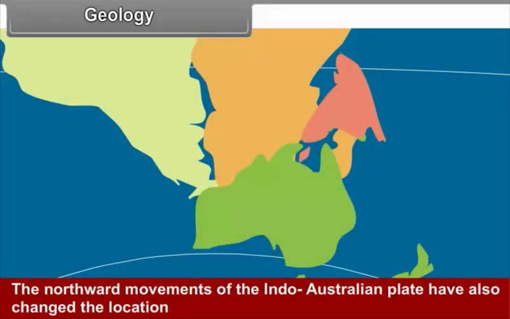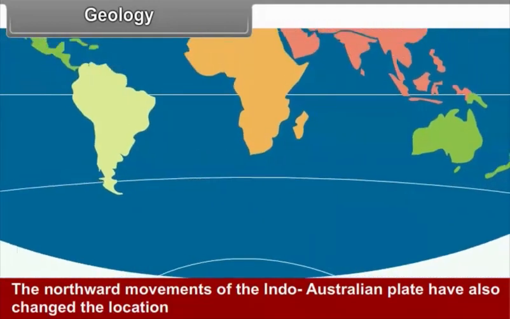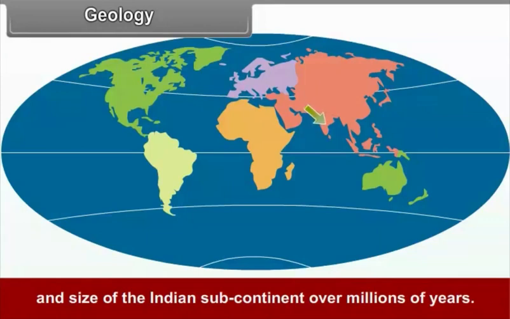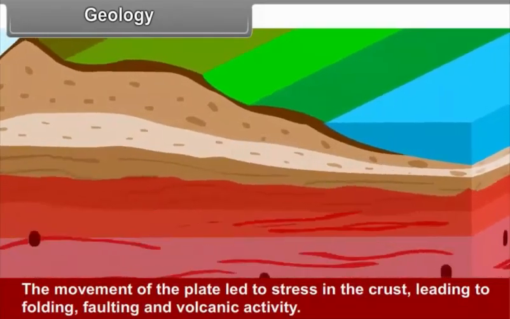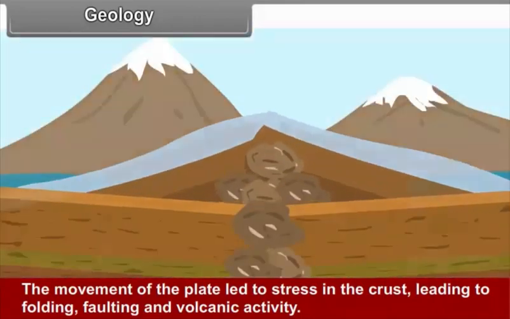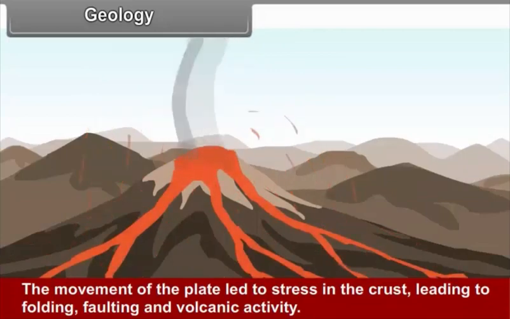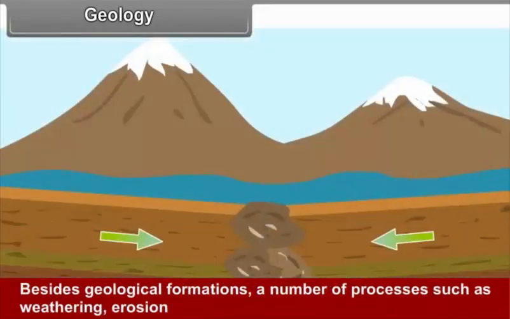The northward movements of the Indo-Australian plate have also changed the location and size of the Indian subcontinent over millions of years. The movement of the plate led to stresses in the crust, leading to folding, faulting, and volcanic activity. The Andaman and Nicobar Islands are believed to have been formed along with the formation of the Himalayas by volcanic activity.